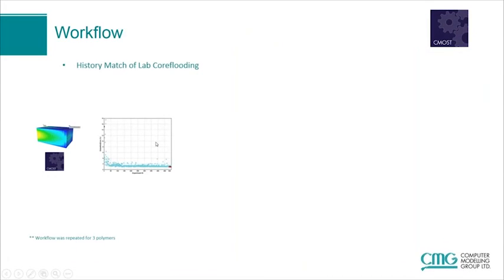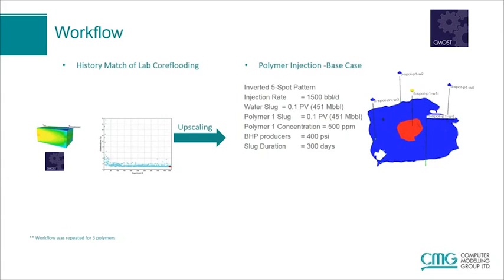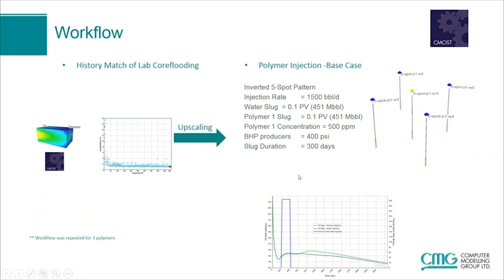So the typical workflow, first of all, we start with our lab core flooding, the history match, and we'll typically use our package called CMOST for that. And then we'll do upscaling, and then move to usually some kind of a pilot field case. This particular one is just an inverted 5-spot pattern where you do predictions on a pilot model. And then you would typically take that and do an optimization study and optimize your polymer to come up with something to use for your full field case.